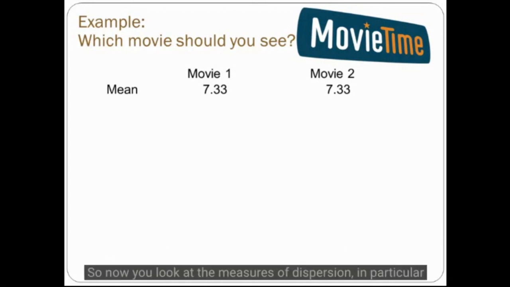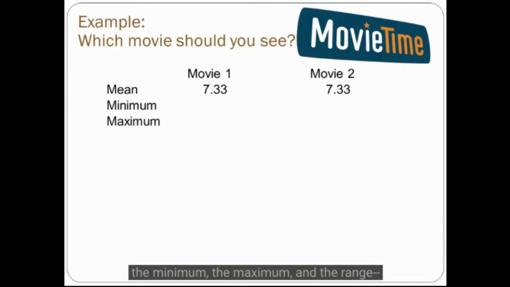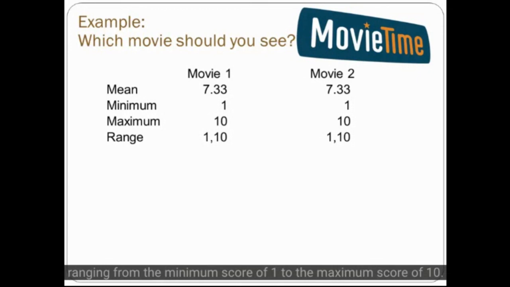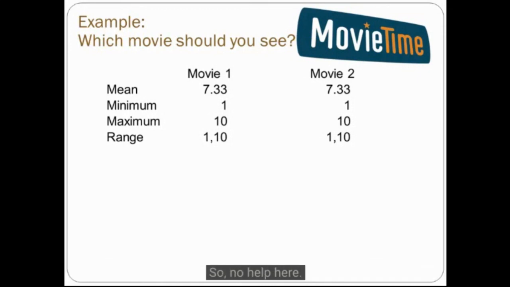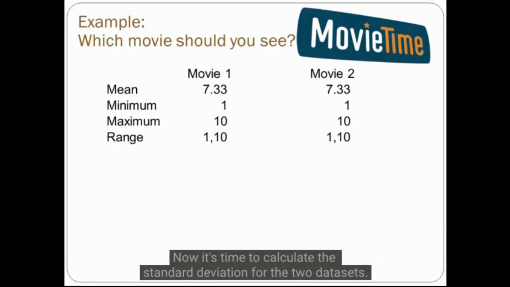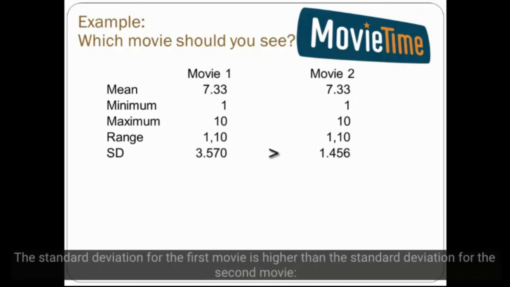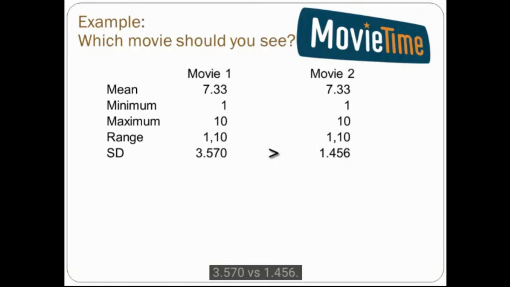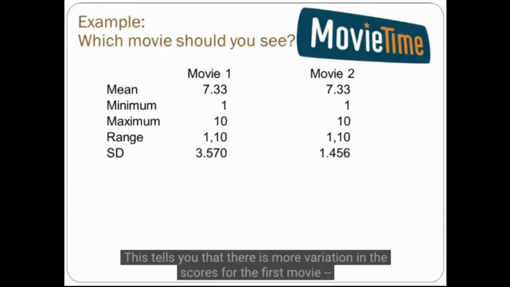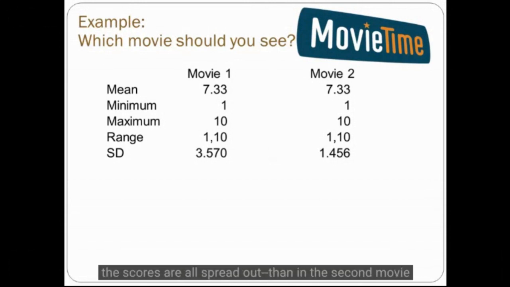So now you look at the measures of dispersion, in particular the minimum, the maximum, and the range, which are also the same for both movies, ranging from the minimum score of 1 to the maximum score of 10. So no help here. Now it's time to calculate the standard deviation for the two data sets. Okay, now we see a difference. The standard deviation for the first movie is higher than the standard deviation for the second movie, 3.570 versus 1.456. This tells you that there is more variation in the scores for the first movie. The scores are more spread out than in the second movie, where the scores are much closer together.